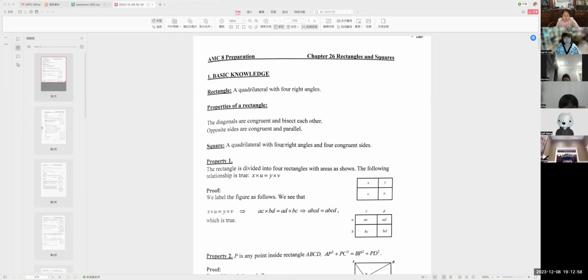A quadrilateral with 4 right angles and 4 congruent sides. What is congruent sides? Congruent means equal. Okay, so let's take a look at property 1, okay? The rectangle is divided into 4 rectangles with area as shown. If you have a rectangle and you cut it like that, the following relationship is true. So this one times this one equals this one times this one. Okay, so please write it on your note paper if you don't know that.